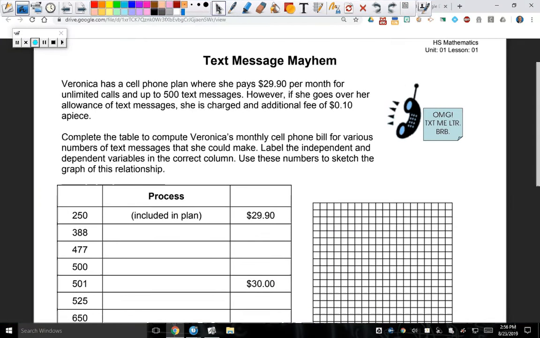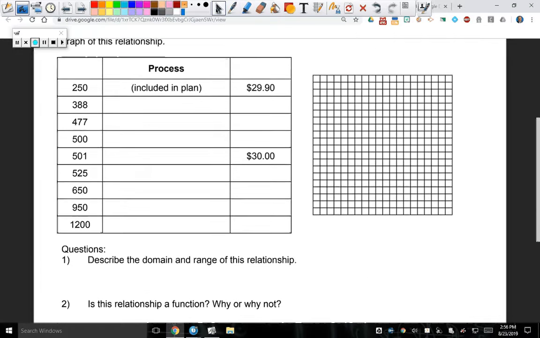It says Veronica has a cell phone plan where she pays $29.90 per month for unlimited calls and up to 500 text messages. So she does not have unlimited text messages. She just has unlimited calls. However, if she goes over this, as far as the text message, she will be charged an additional fee of 10 cents for each text that she sends.